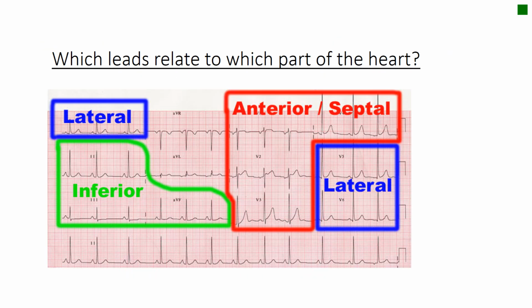So next I want to say which leads relate to which part of the heart. Well, as it shows here in this diagram, in blue, the lateral leads correspond to V5, V6, and lead 1. The inferior leads refer to leads 2, 3, and AVF, and the anterior leads V1 to V4. Often people include V5 and V6 as well.